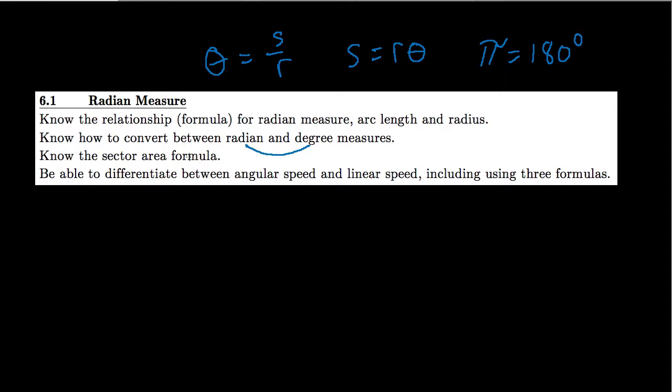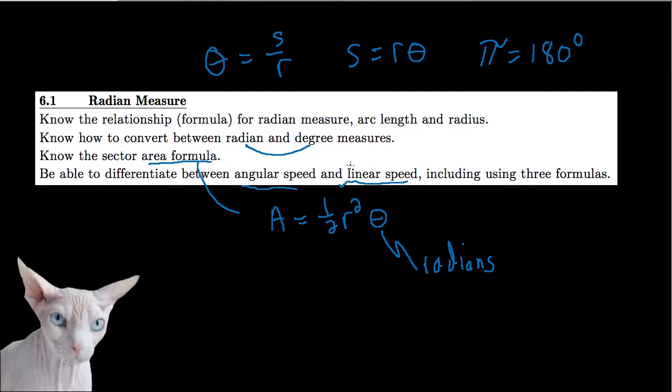So if you put that into a fraction, either pi over 180 or 180 over pi, you can convert between the two. And we know that the area formula for the sector is 1 half r squared theta. And again, theta must be in radians. It will not work in degrees. So in the next section, we'll talk about the difference between angular speed and linear speed, 2 ways of measuring how quickly something is moving on a circle.